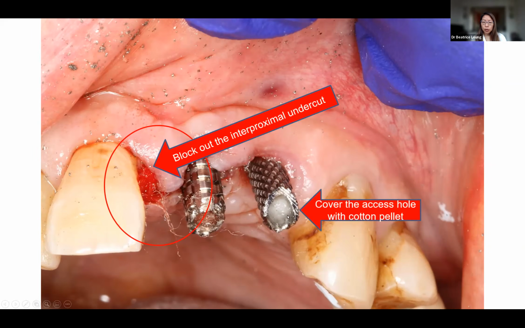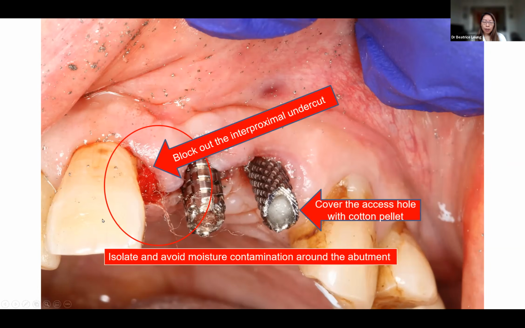The other thing you have to make sure you do is you cover the access hole with cotton pellet. You don't want the acrylic flowing right into it because you need to be able to access the screw to remove it. Okay, so once you reduce the temporary abutment adequately, you put the cotton pellet to seal the access hole. You put cotton pellet in areas where you think it's going to get blocked out. And you want to make sure that the index is seated properly. Okay, at this point, I want to rinse out all the debris here, and make sure that this surface is not moist. This surface is dry, so it can adhere to the surface of the abutment.